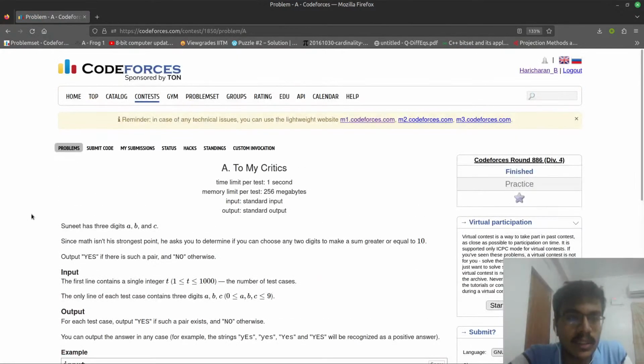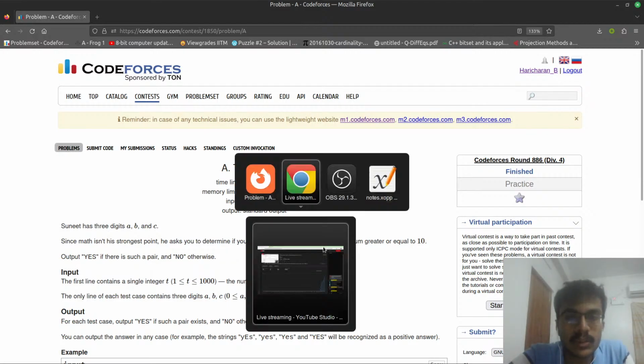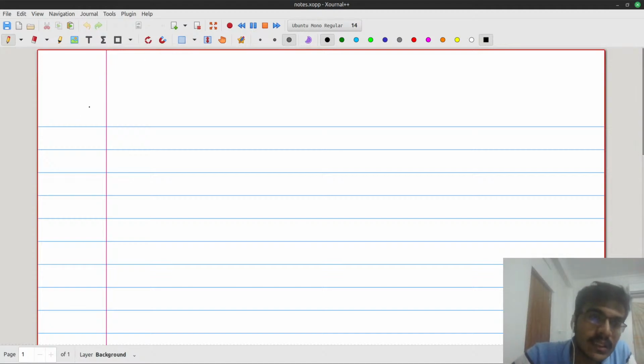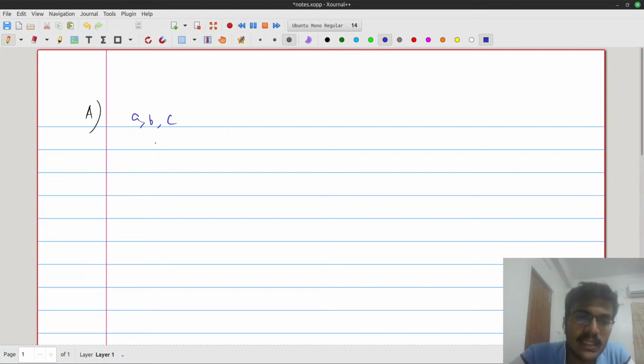Okay, so the first question was fairly easy, I think. We were given 3 digits A, B and C, and the question is whether we can choose any 2 digits to make a sum greater than or equal to 10. So what will be a simple algorithm for this? The 3 digits are A, B and C. Let's sort them and check if the largest plus the second largest is at least 10.